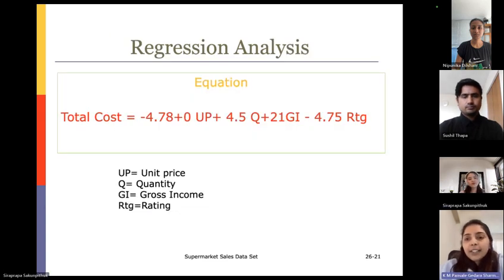As you can see, this is the regression analysis equation. Now let's dive into the regression analysis we conducted to get a better understanding of how different variables influence the total cost. We used a multiple linear regression model. In this equation, unit price, UP, is the price per unit of product purchased. Quantity, Q, shows the number of units purchased by a customer. GI means gross income, the profit generated from the sale before expenses. And RTG means rating, the customer satisfaction rating on a scale of 1 to 10.